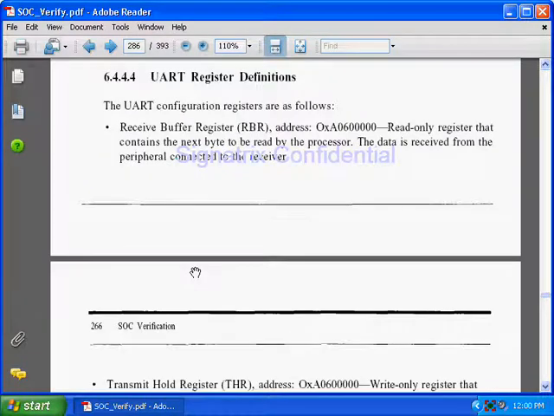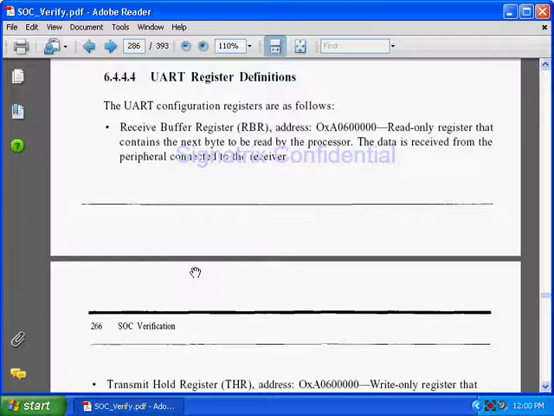So now coming to UART register definitions. In every protocol we have some configuration registers, and we have their addresses also in the configuration registers. The first register is the receive buffer register. This is a read only register.